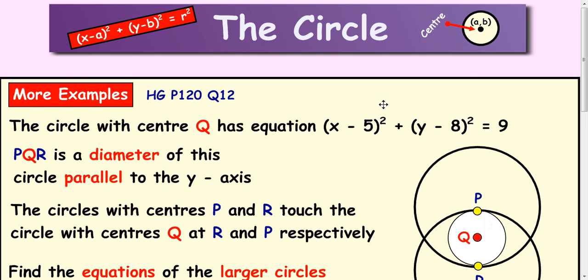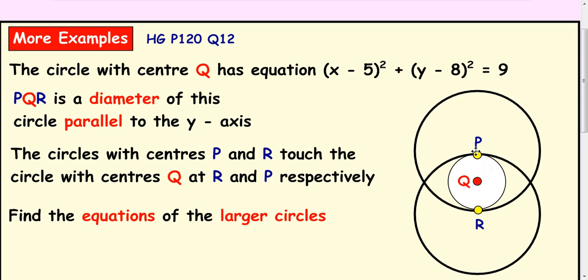In this lesson, we're going to look at how to work out the equation of circles in slightly more complicated examples. So this question here: a circle with centre Q has equation (x − 5)² + (y − 8)² = 9. We can see here PQR is a diameter, and it's parallel to the y-axis, it's straight up and down, it's vertical. The circles with centre P and R touch the circle with centre Q at R and P respectively. Find the equation of the larger circles.